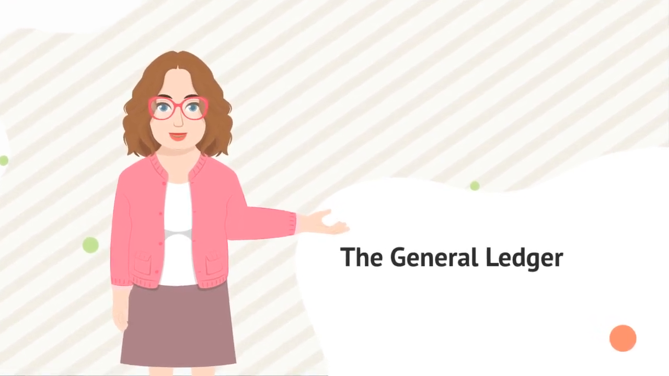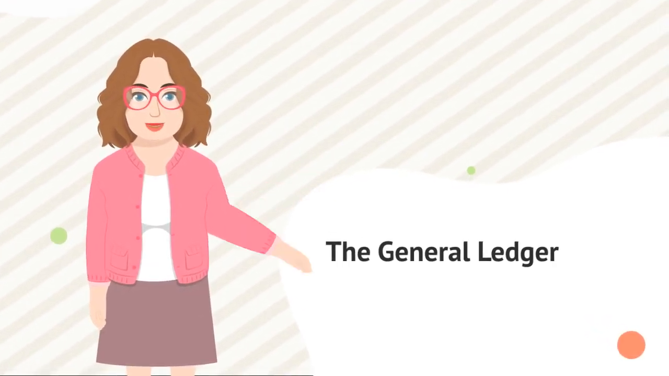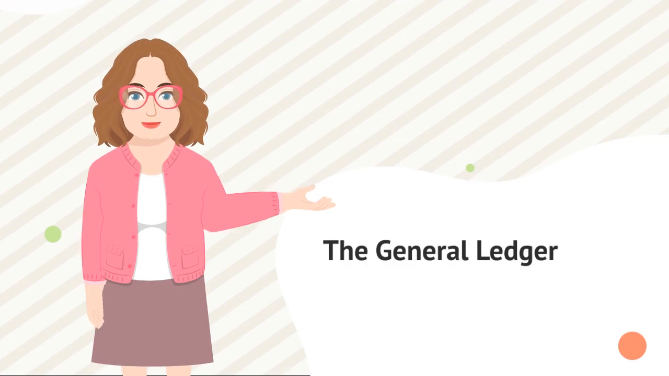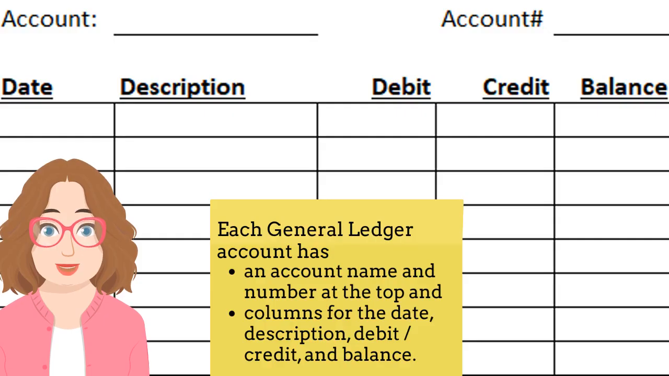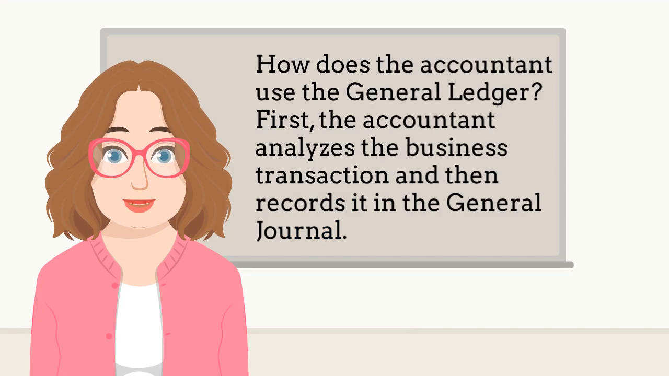Hello. Let's talk about the general ledger and how accountants post transactions to it. The general ledger is a list of transactions by account, and it allows the accountant to quickly see all of the activity for an account in one place. Each general ledger account has an account name and number at the top and columns for the date, description, debit, credit, and balance. How does the accountant use the general ledger?